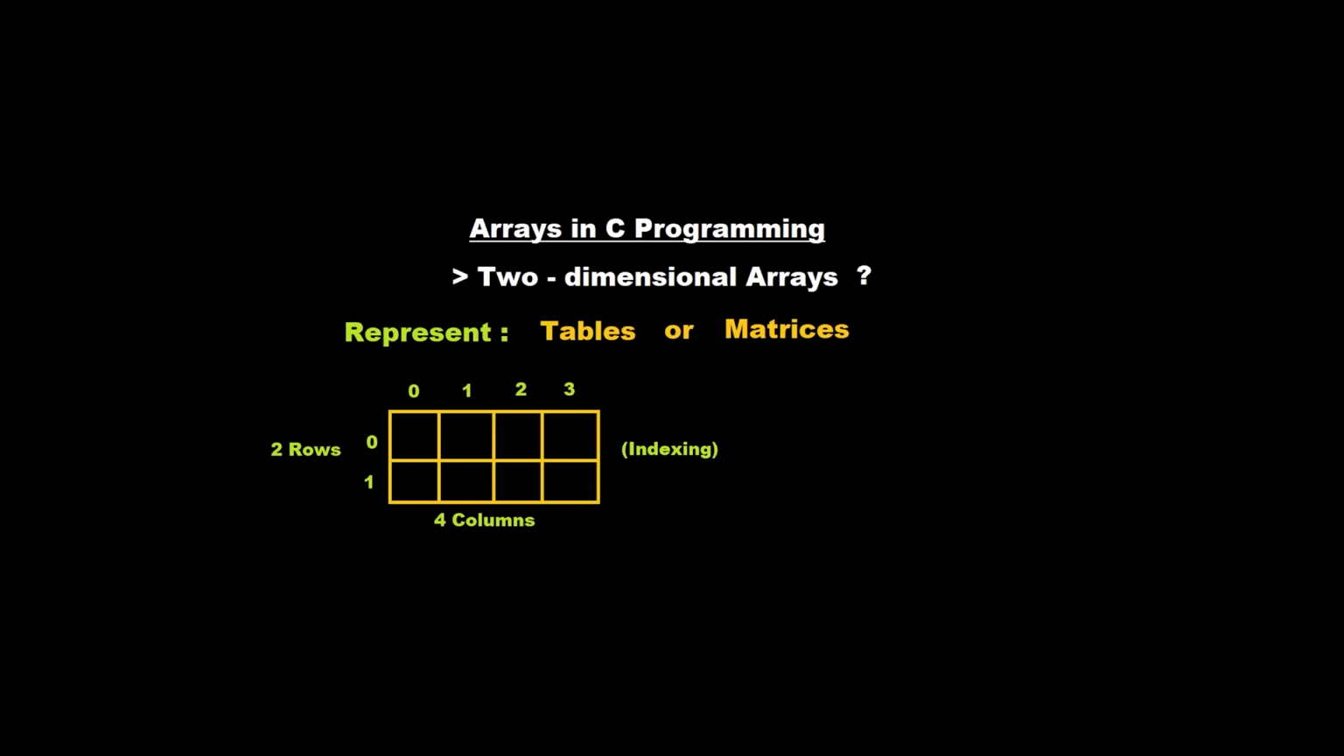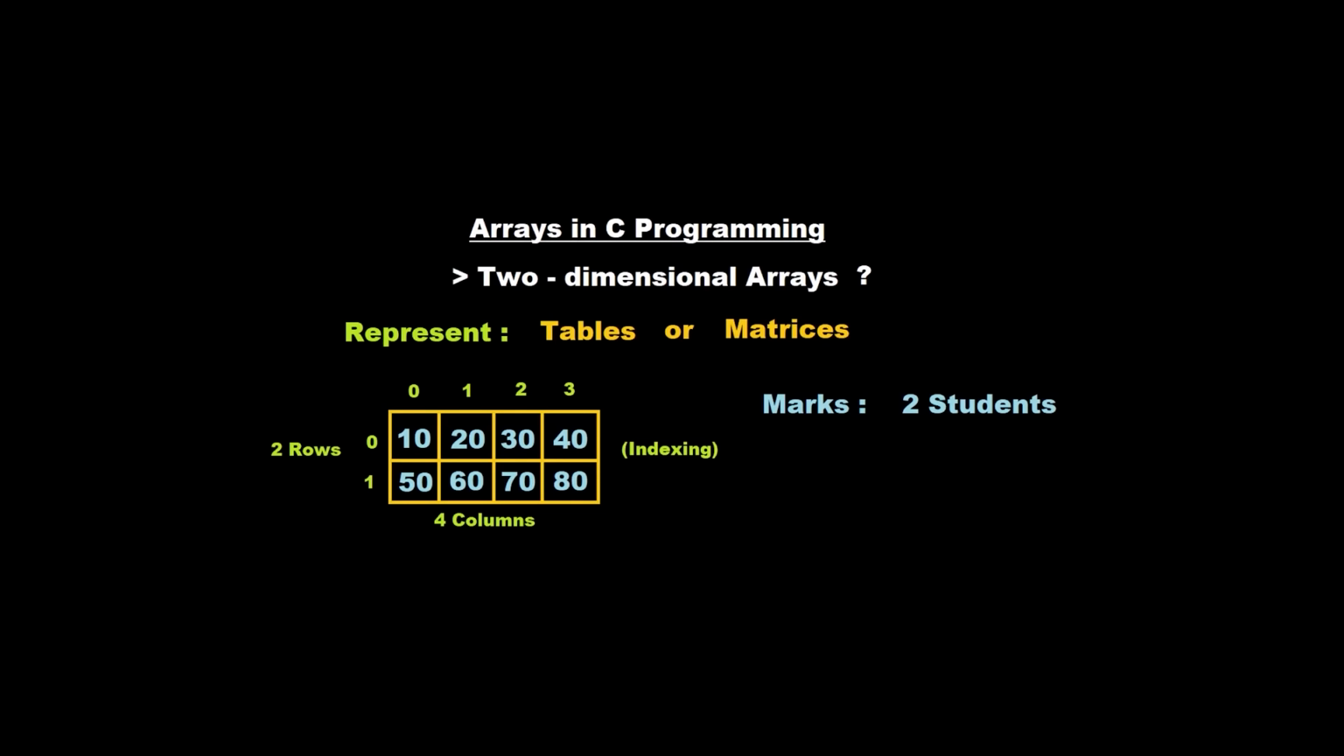Suppose we want to represent the marks of 2 students. We can do it in this fashion, as you can see here. 10, 20, 30 and 40 are the marks of student 1, and 50, 60, 70 and 80 may be the marks of another student, student 2. Let us move on to the editor so that I can show you how to write a program representing this matrix or table with the help of two-dimensional arrays in C programming.